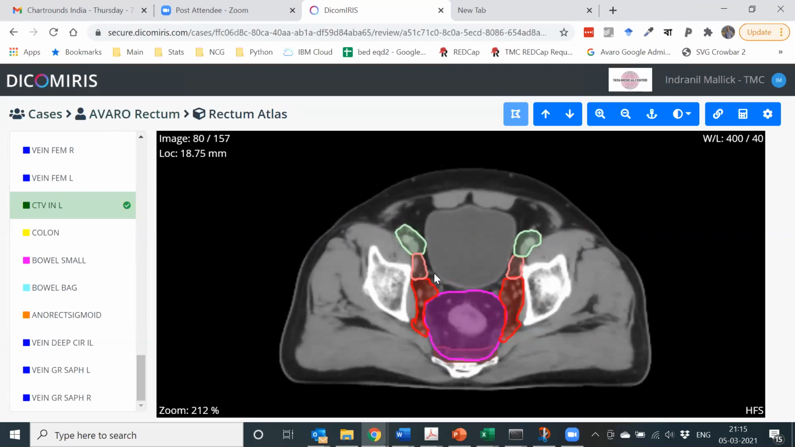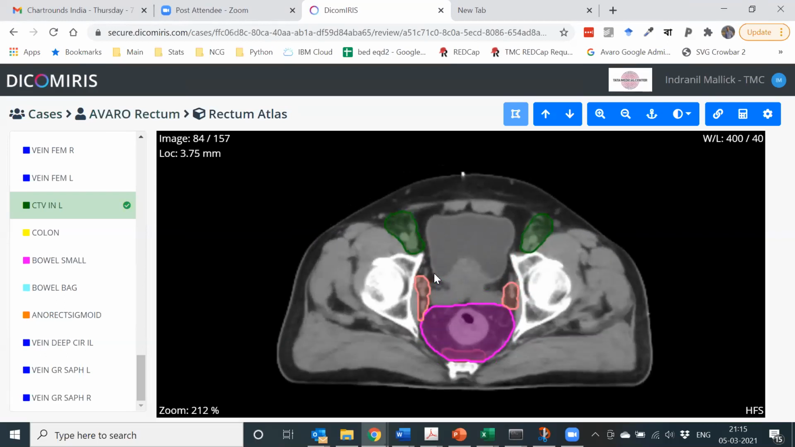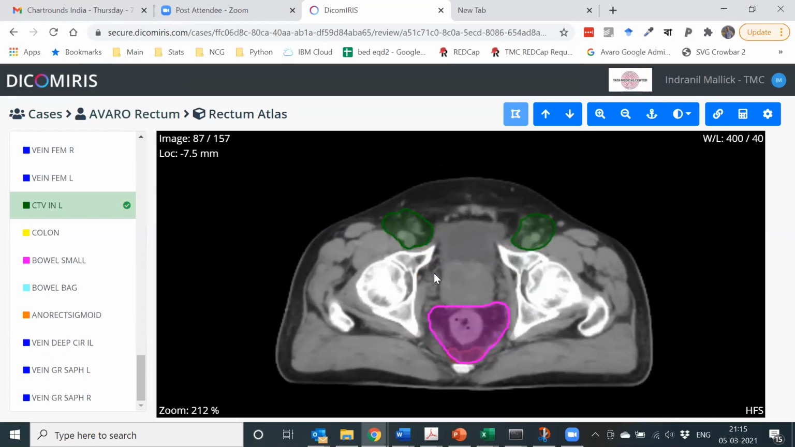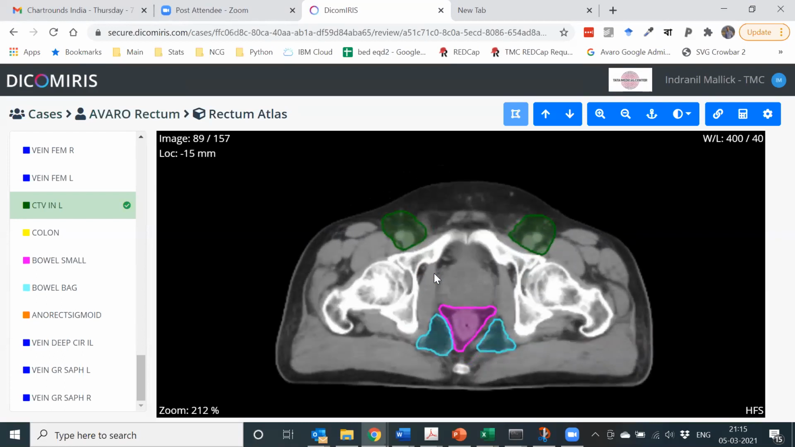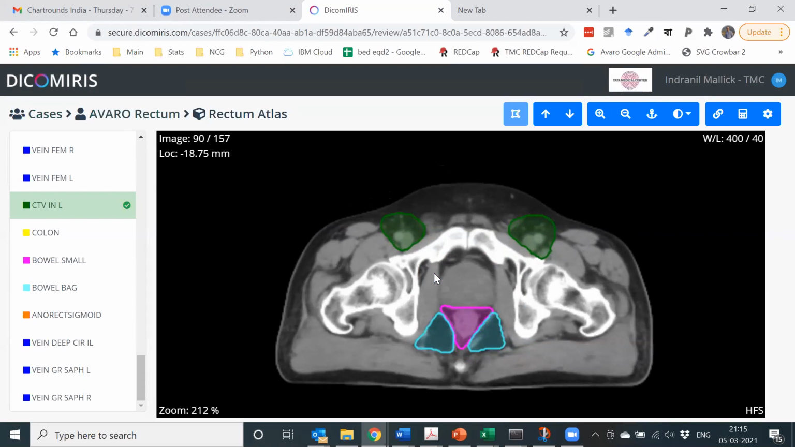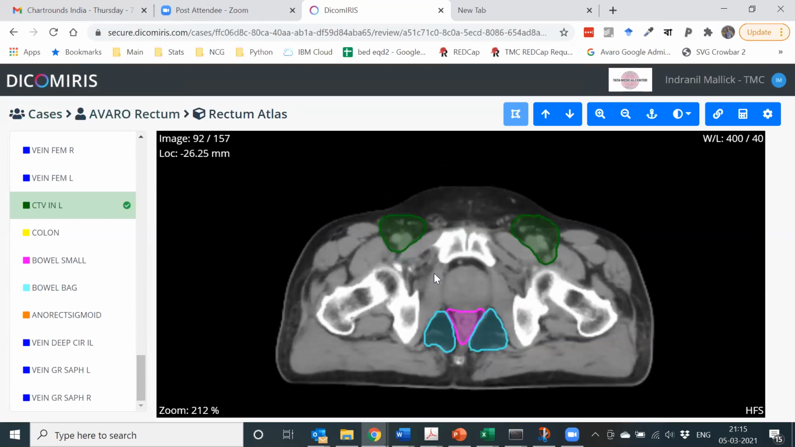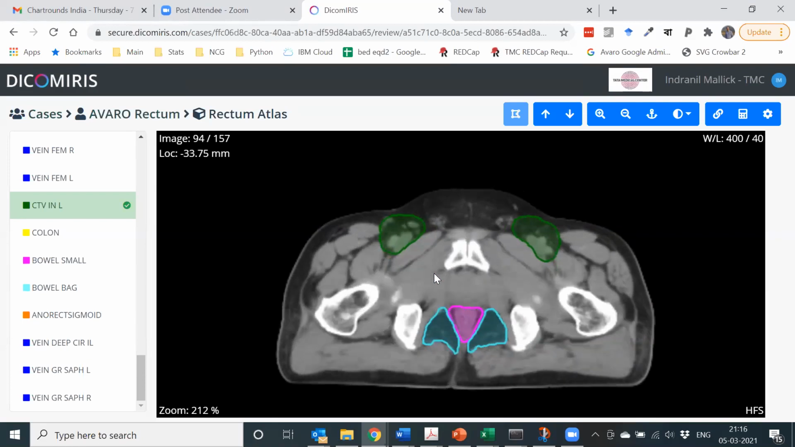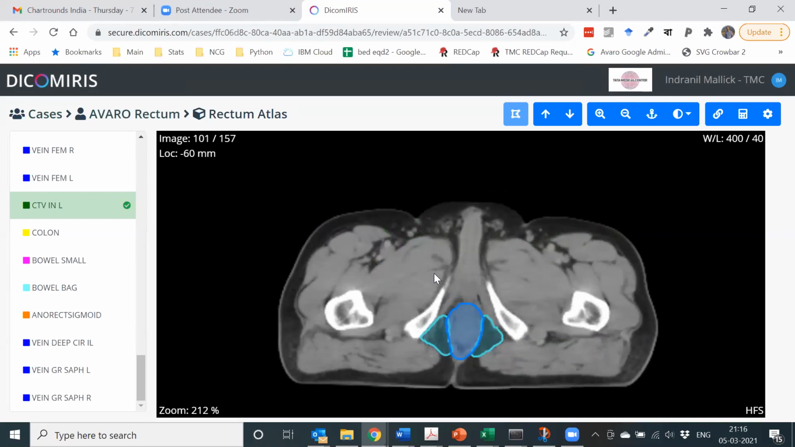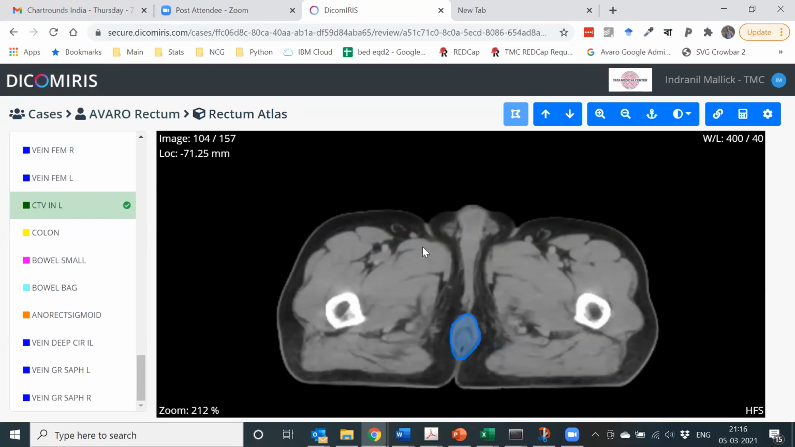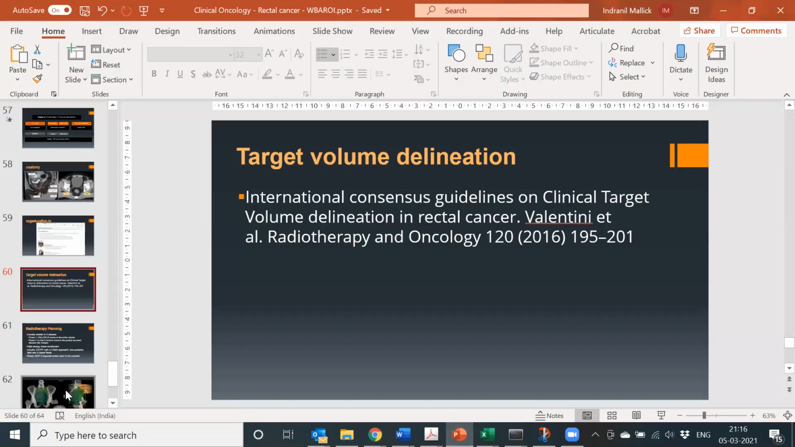Lower down, the external iliac nodes turn into inguinal nodes, and the lateral nodes also stop. And in low rectal tumors which have reached the sphincters and gone into the surrounding tissues, we will cover the ischiorectal fossa. Okay, so this is a very brief view into the rectal cancer target volumes.